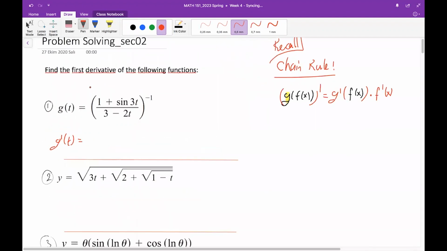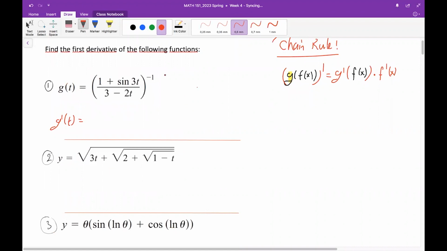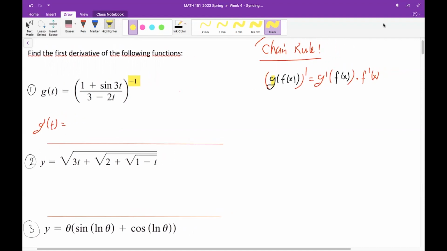Okay, look at the function. Can you tell me what is the most outer function here? Obviously, G of t is a composition of different functions, right? And I think the most outer function is taking the power minus 1. And we know how to deal with taking powers, right? Everyone knows how to take the derivative of taking minus 1 power of something. So we will first take the derivative of this power function. What I mean is minus 1 comes down, then you don't touch the inside function, sine 3t divided by 3 minus 2t, and then I subtract 1 from the power.